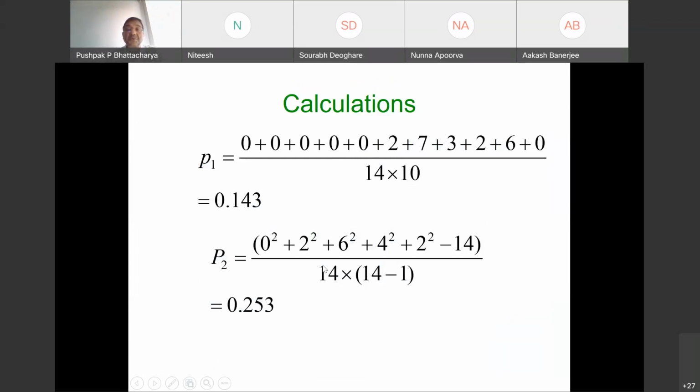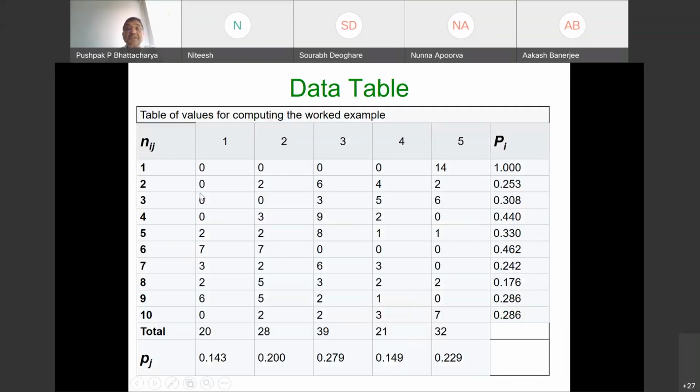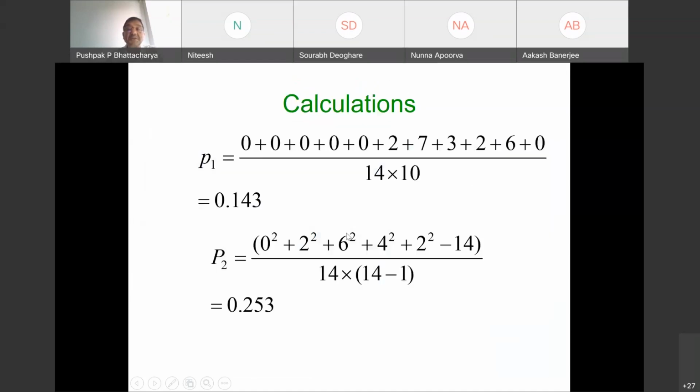The row value is computed as follows. P2, for example, for the second row, comes out to 0.253. How is this done? 0 square plus 2 square plus 6 square, and so on, since there are 5 categories. So the square of each nij, minus the total number of annotators, which is 14, divided by the total number of annotators into the total number of annotators minus 1. So this comes out to 0.253.